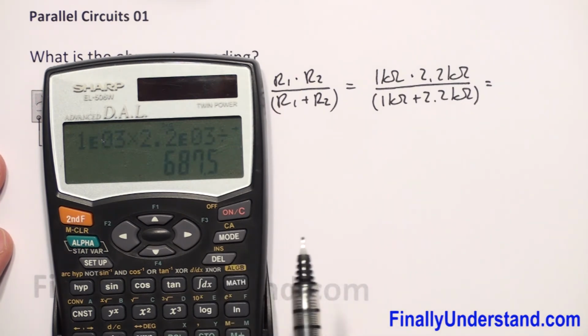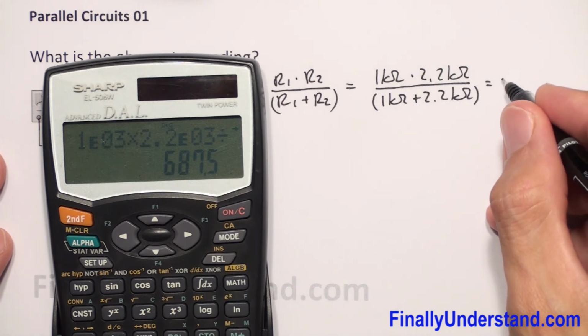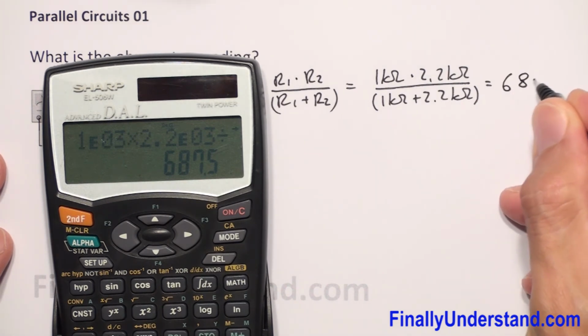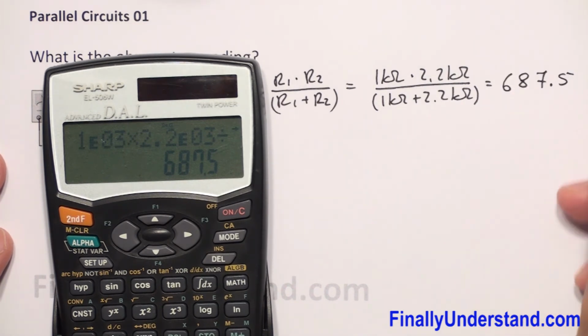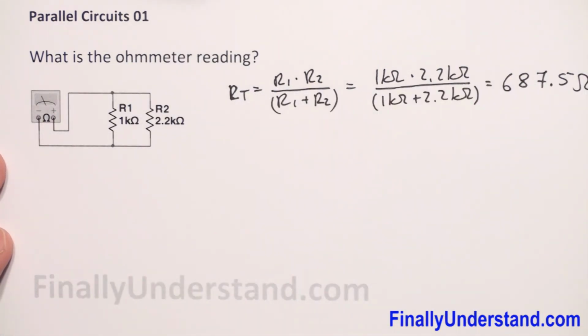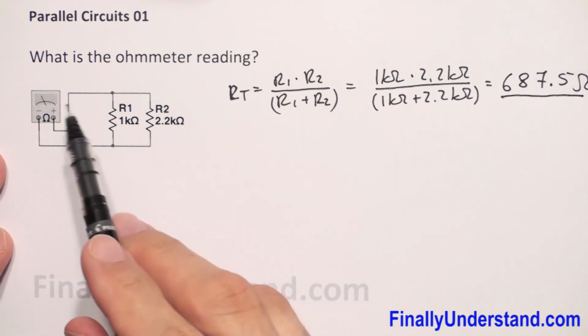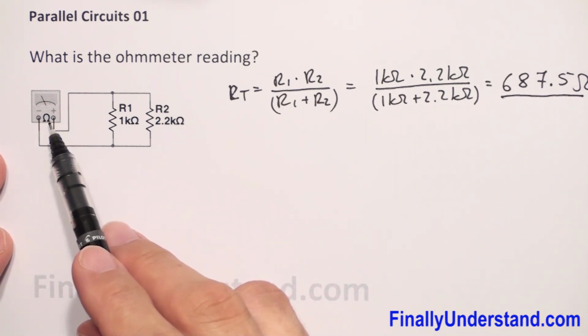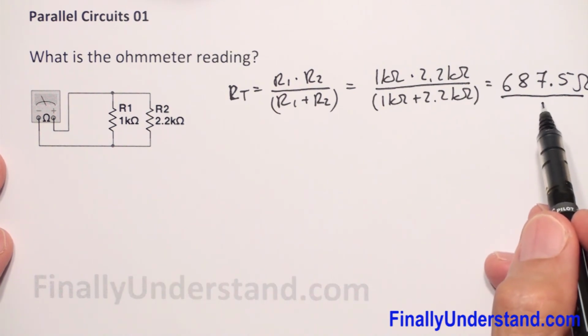My answer is 687.5 ohms. So this is the total resistance of my circuit, and basically the ohm meter is going to show me that value. So this is my solution.